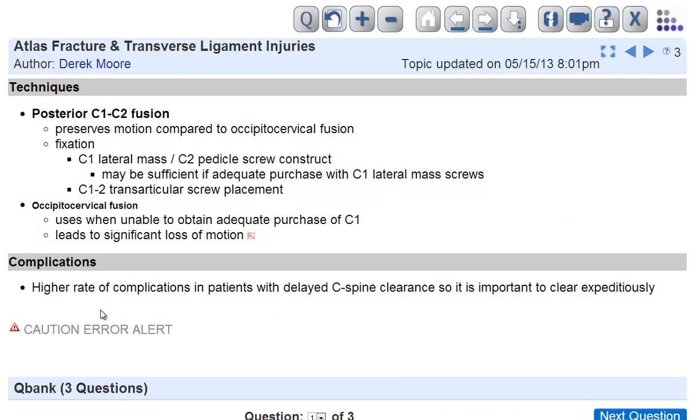In terms of complications seen in these fracture patterns, there are complications associated with keeping people in a C-collar for too long, so you want to make sure you clear these C-spines expeditiously. There are also high rates of complications associated with halo immobilization. Again, it's very important to remember you never put elderly patients in halos. That's associated with a high mortality rate in elderly patients.